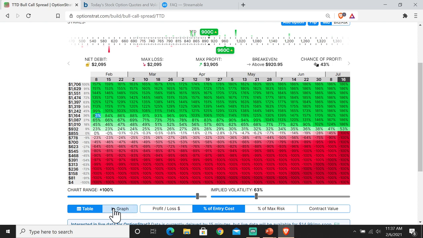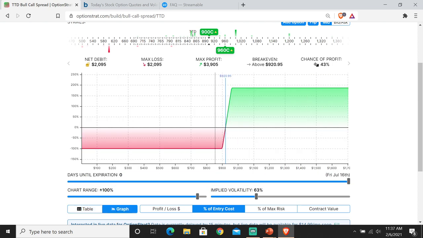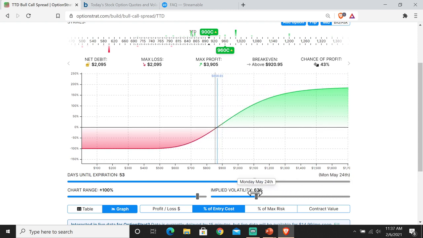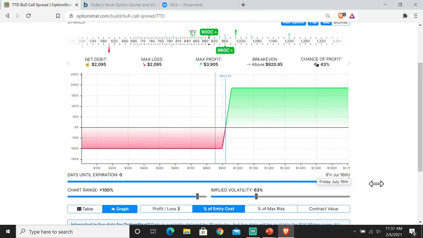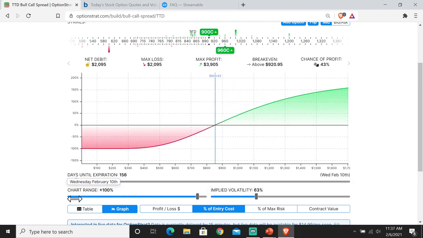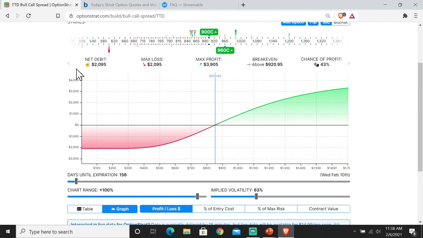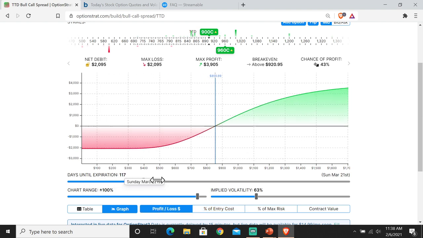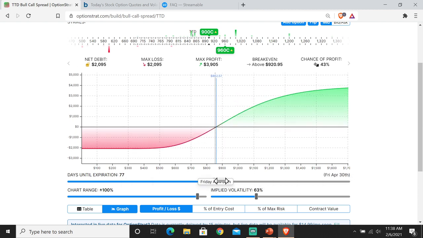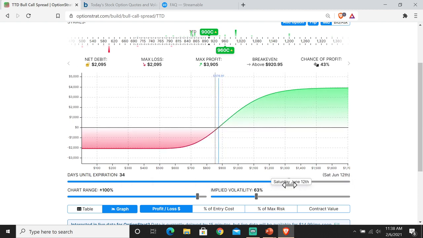You can also use this graph here to see how it works out. So there's a slider here, days until expiration, right? So this is the profit and loss based on expectation that is Friday, July 16th, which is when your spread expires. So you just use this dragger. You can change it to how many days until expiration. And you can visually see how your profit and loss changes, right? Let me go back to profit and loss in numbers. So again, you can just play with this around, see when you would like to take profits.